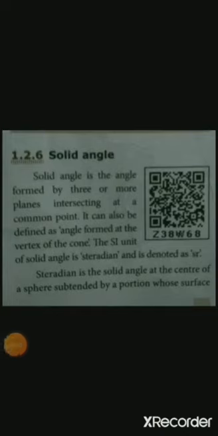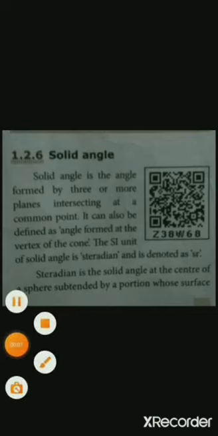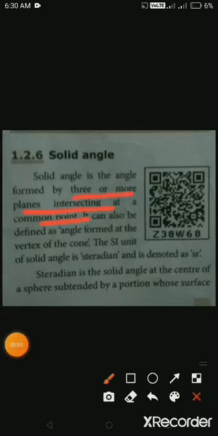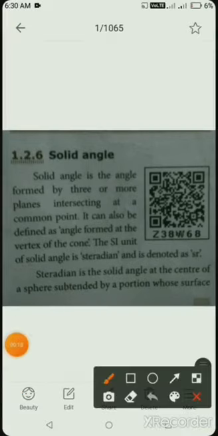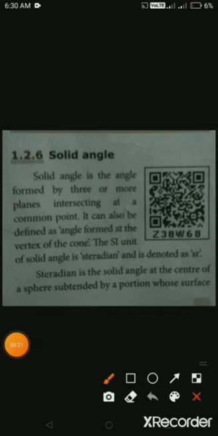Next one, solid angle is the angle formed by 3 or more planes intersecting at a common point. It can also be defined as the angle formed at the vertex of a cone. The SI unit of solid angle is steradian and is denoted as sr.